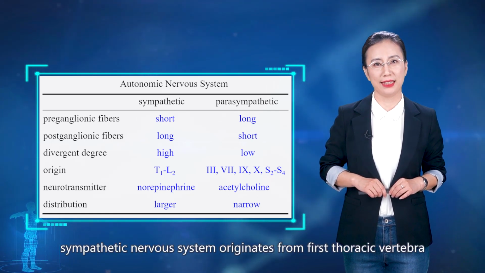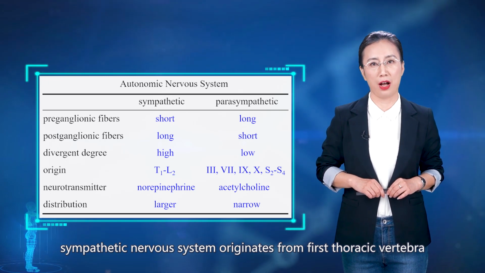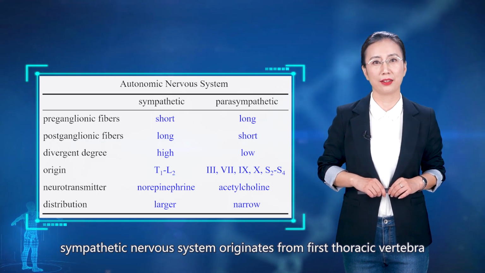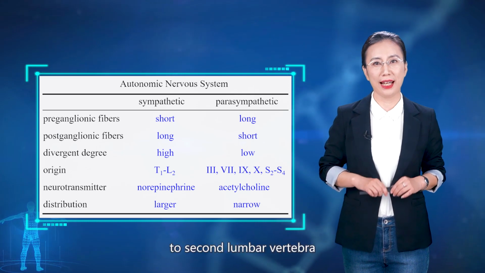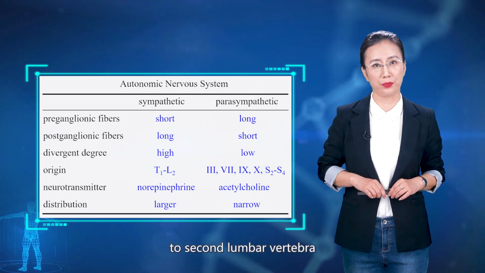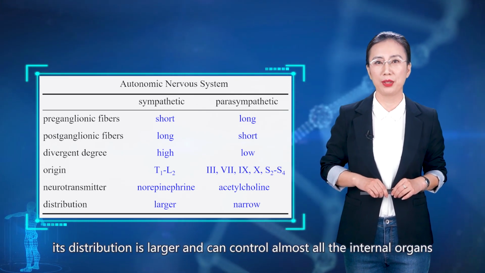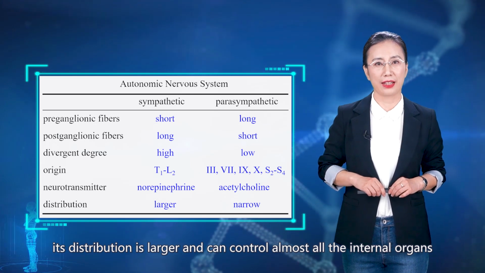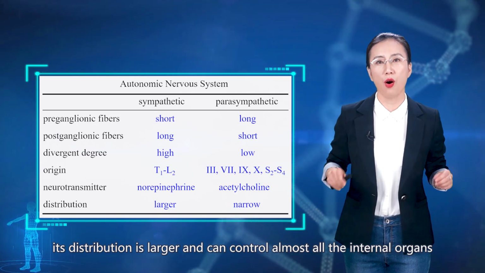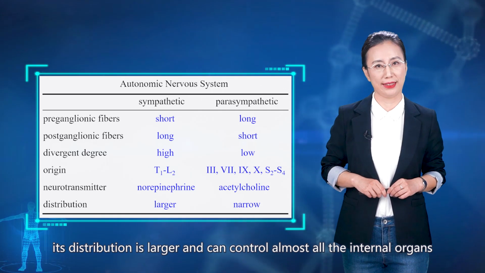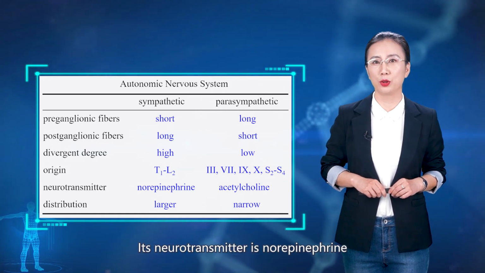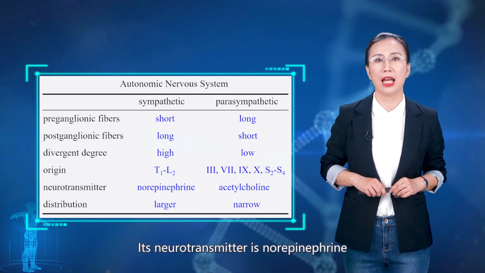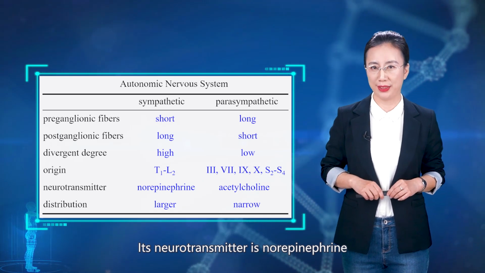The sympathetic nervous system originates from the first thoracic vertebra to the second lumbar vertebra. Its distribution is larger and can control almost all the internal organs. Its neurotransmitter is norepinephrine.